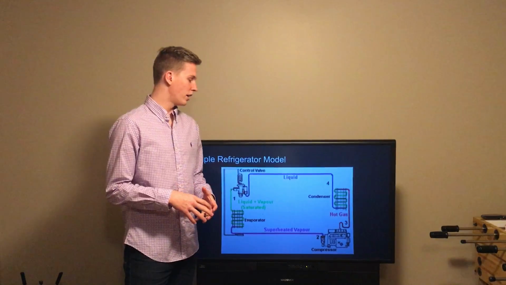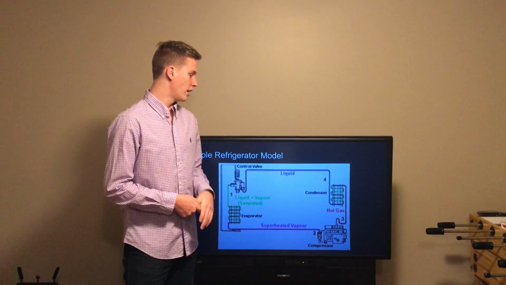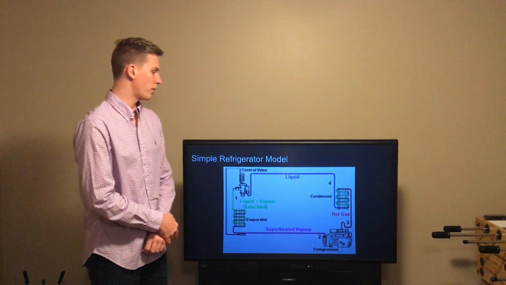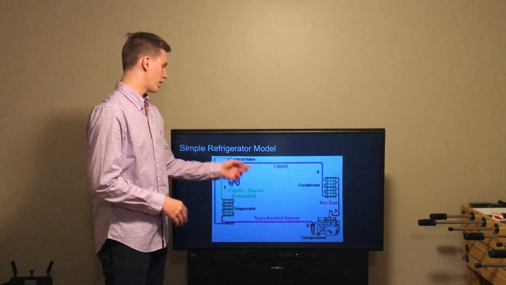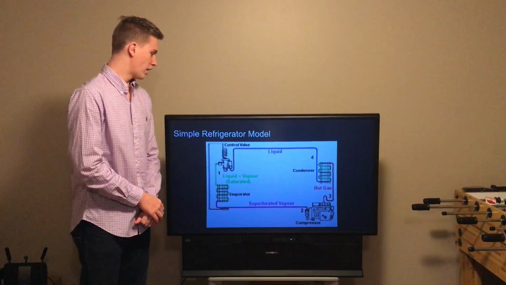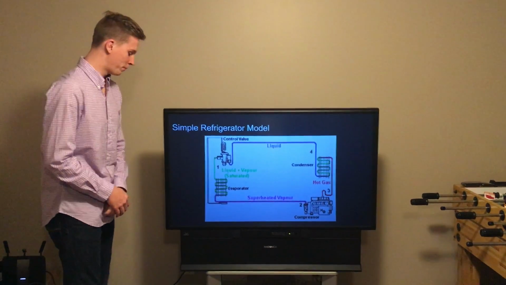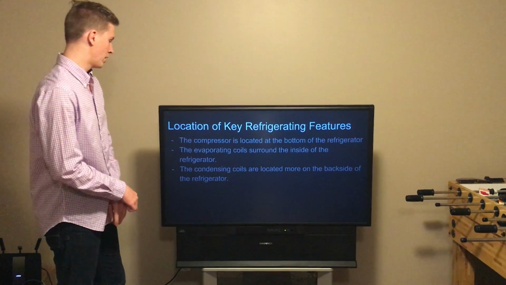The compressor compresses molecules farther into a hot gas, and then they go into the condensing coils, which are on the back side of the refrigerator. I'll talk about that later. And that helps it cool, and then they go back through the throttle valve as a liquid to go into the liquid vapor equilibrium. You may wonder, where are these parts located on your fridge?